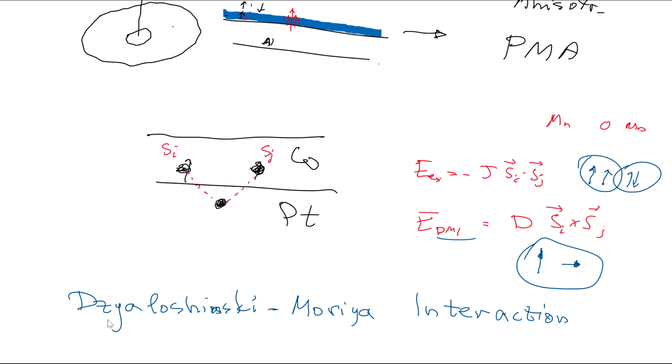Zeloshinsky-Moria interaction. Zeloshinsky is a Russian last name. Moria, I think, is a Japanese guy. So they proposed that there should be an interaction existing in solids that favor this perpendicular alignment. But it turns out that it is very weak, and it happens at interfaces. So you have to have this interface interaction.